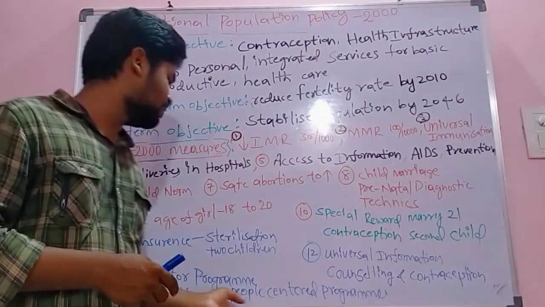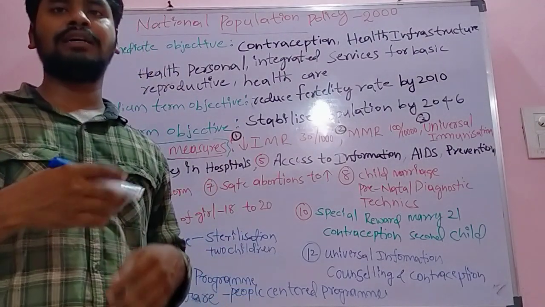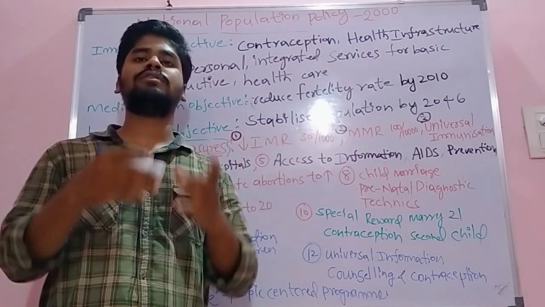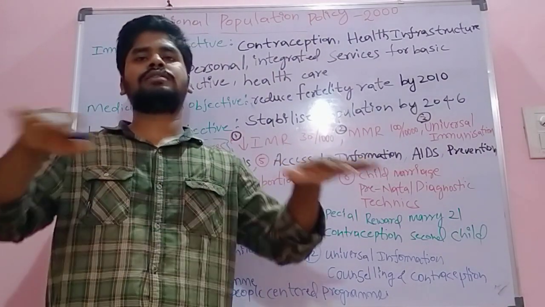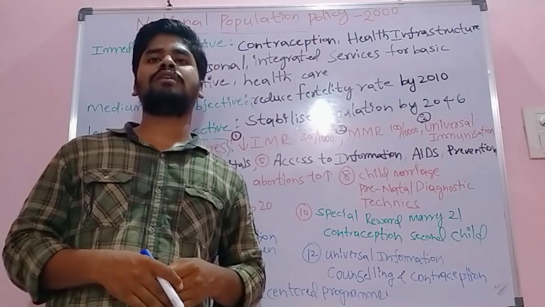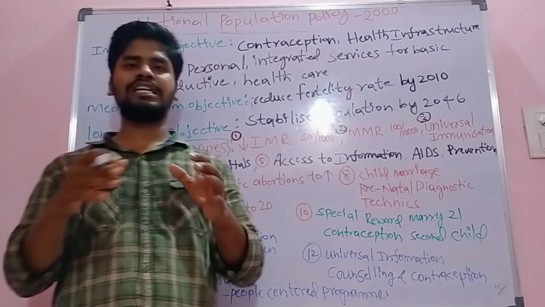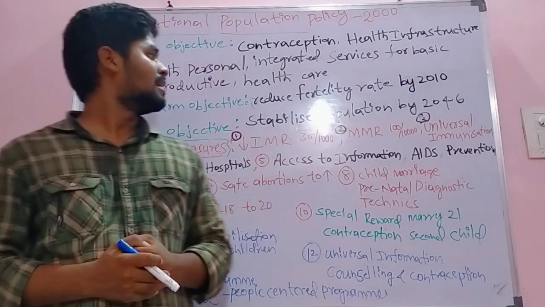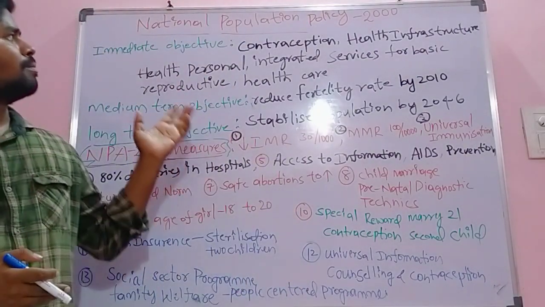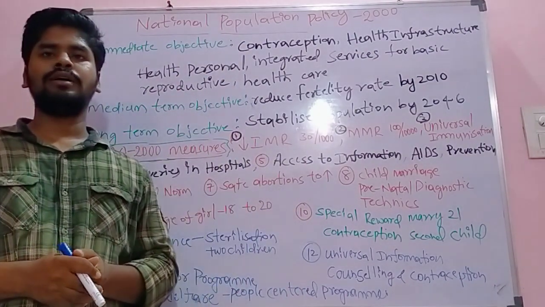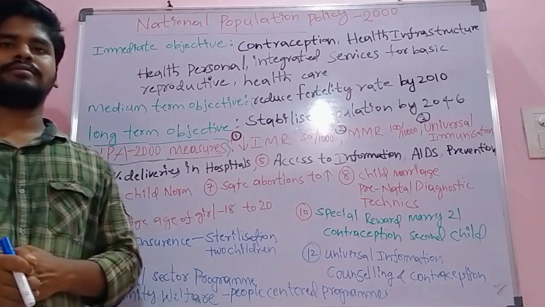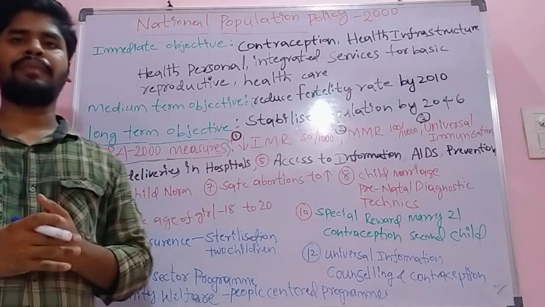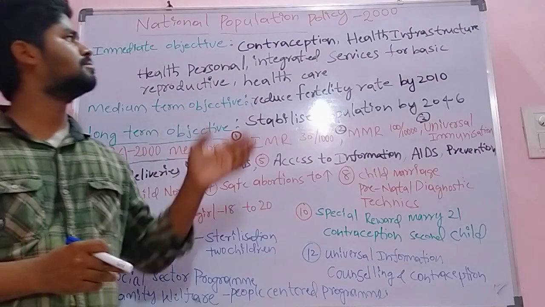And family welfare has to be increased and be people centered, in each and every perspective, for every individual in rural and urban areas, and the government has to make the children aware. So this is the National Population Policy. I hope you all understood what I explained.